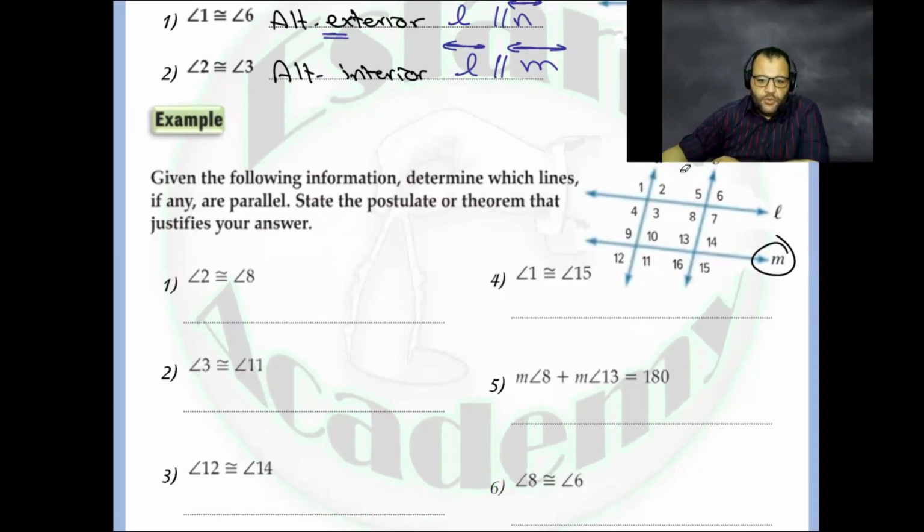Number one, where are the two angles that we have? We have angle 2, alternate interior, and angle 8. So we continue, and that's 8. Which letter can you see?